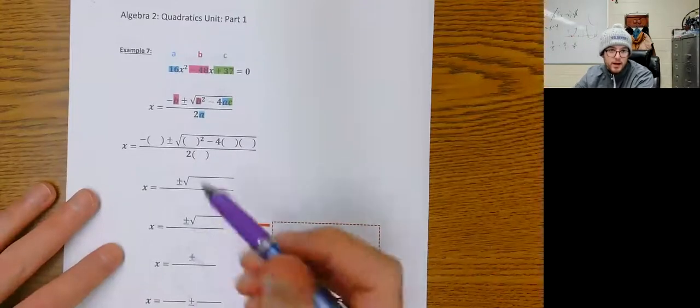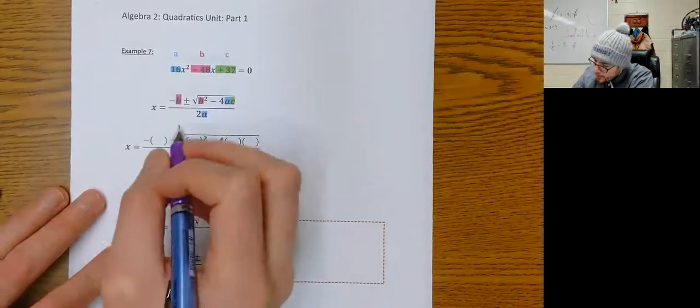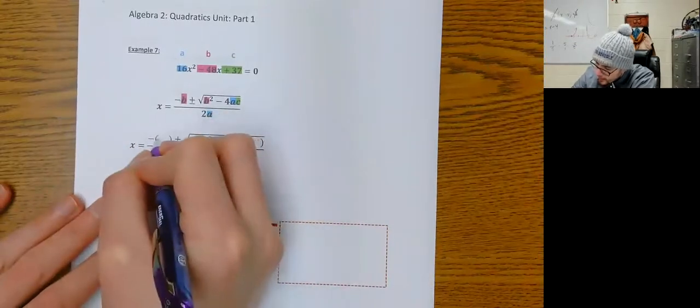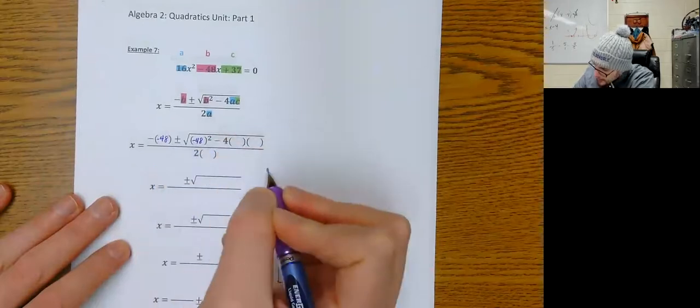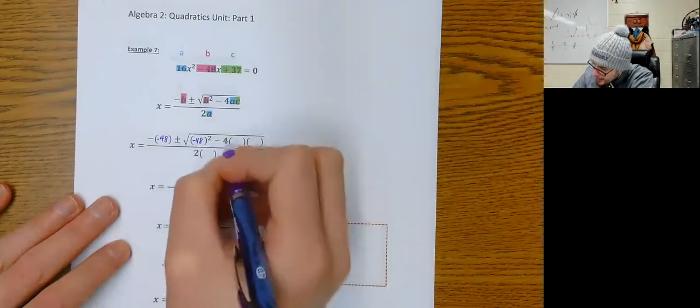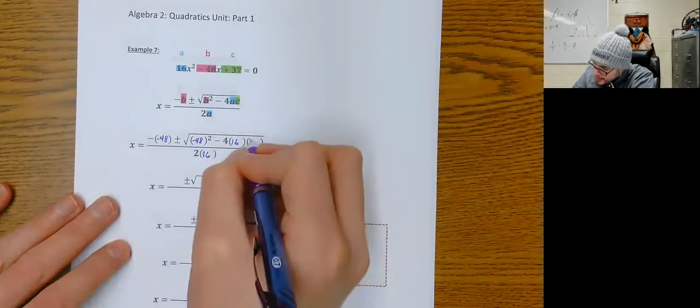All right. We got 16, -48, 37. Okay. Big numbers. Throwing in some big numbers. We got -48. A is 16. And C is 37.